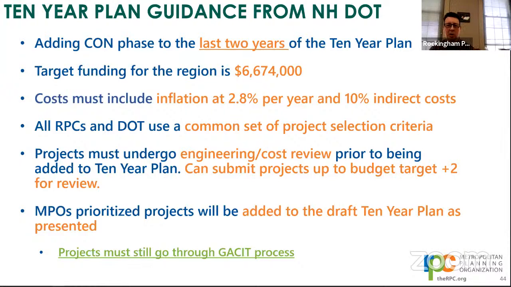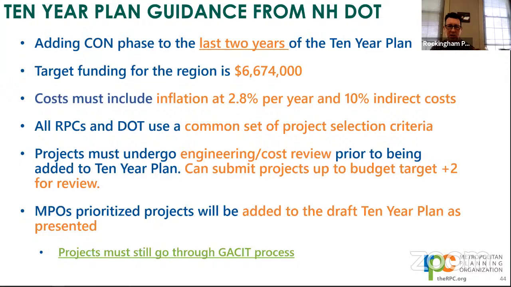In terms of adding projects to the 10-year plan, the construction phases are likely in the last 2 years of the 10-year plan. Engineering and right-of-way may be programmed ahead of that. Our target funding for the region for the 2 years is just under $6.7 million. We do have to include inflation at 2.8% per year, as well as indirect costs, which is basically DOT's cost to administer and deal with these projects on an ongoing basis. We have the common set of project selection criteria that all the different RPCs are using, as well as DOT.